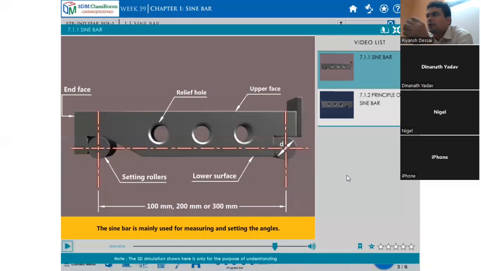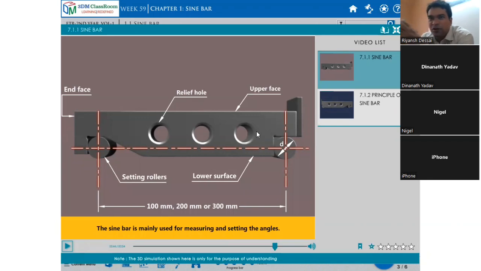The sine bar is a solid metal piece having this type of arrangement, with a highly precise finish. This sine bar is made of stabilized chrome steel. Remember this question: the sine bars are made of which material? It is made of stabilized chrome steel, and you can see the picture.